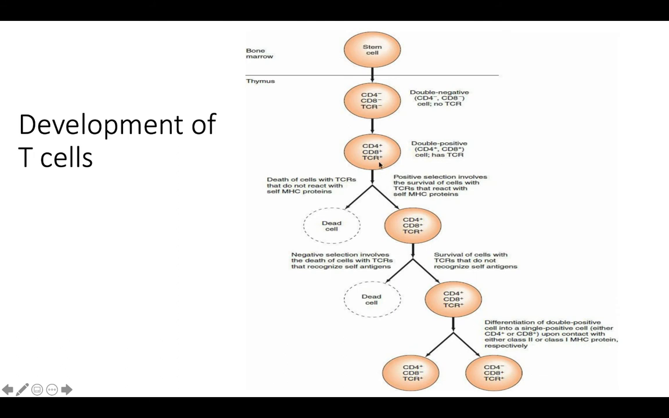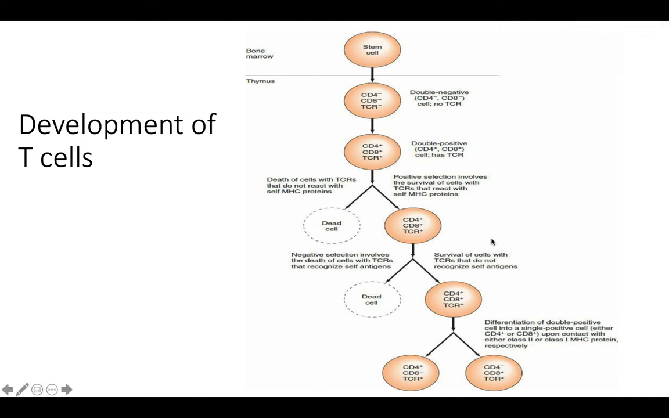فهون بصير أول شيء positive selection. If it can't bind, it is killed. So if you can't bind, then you are killed. So هذا صار الـ positive selection.